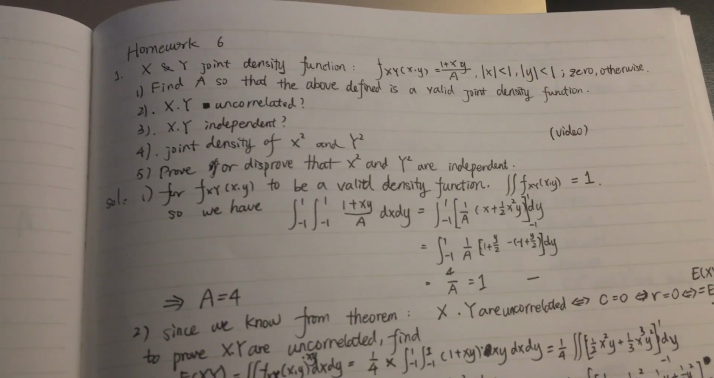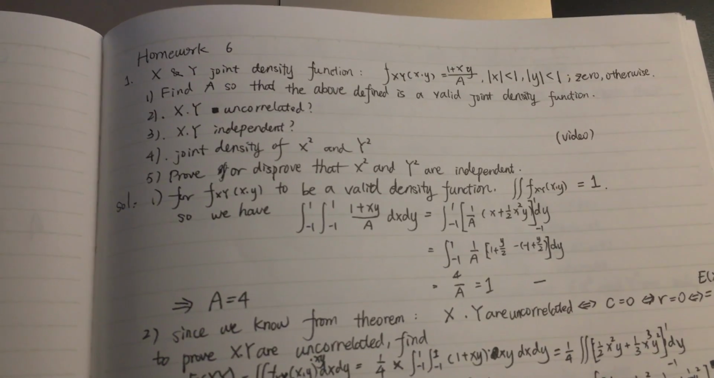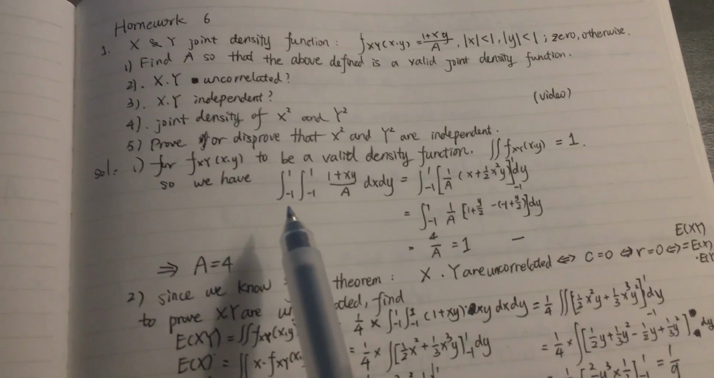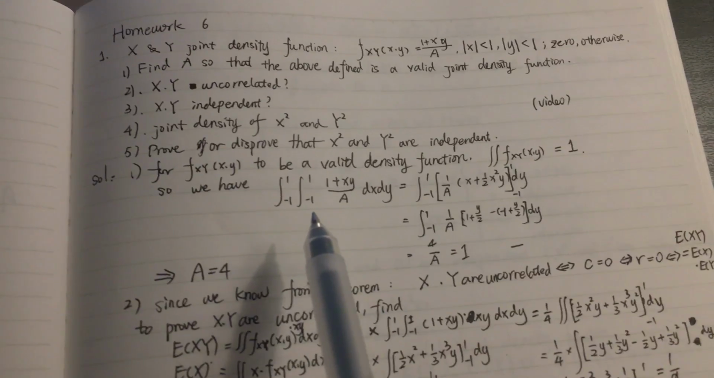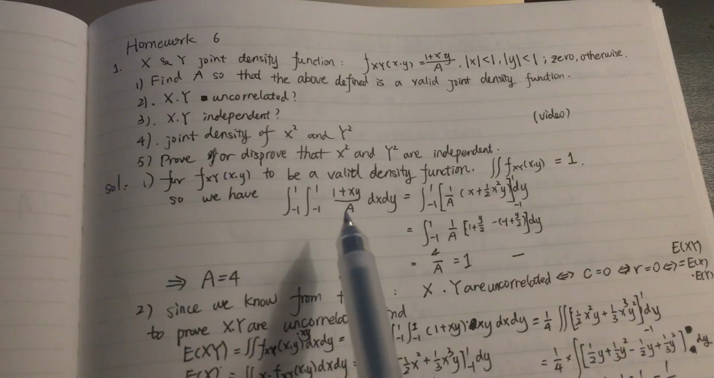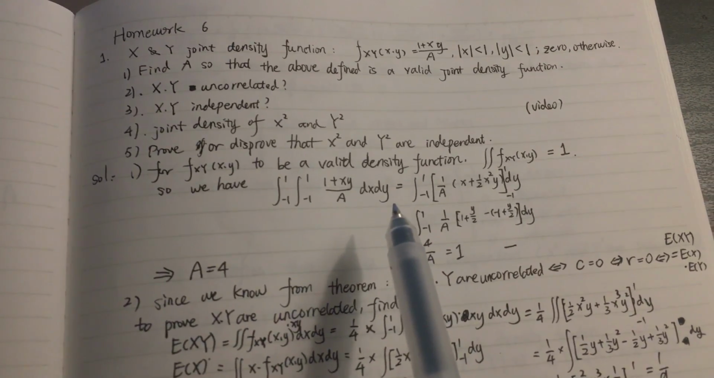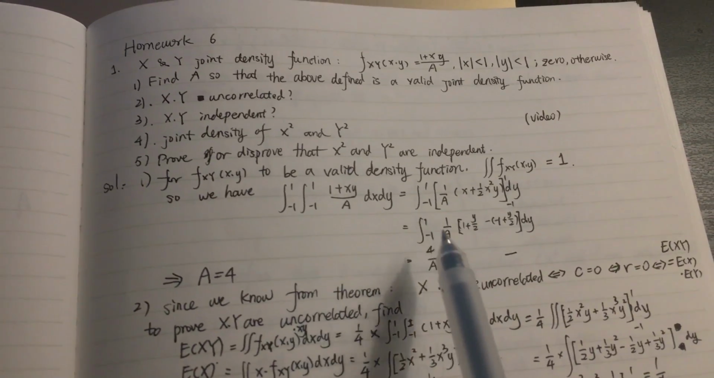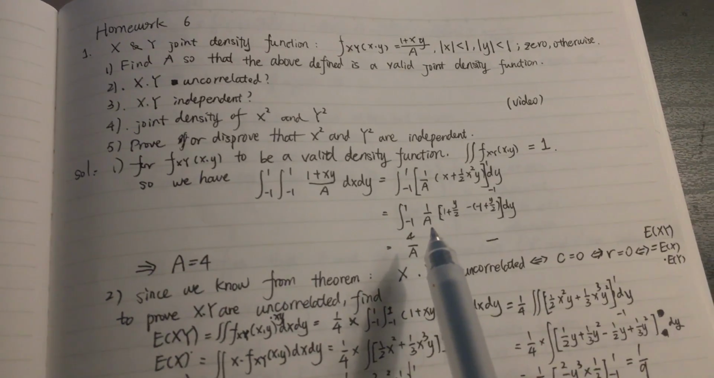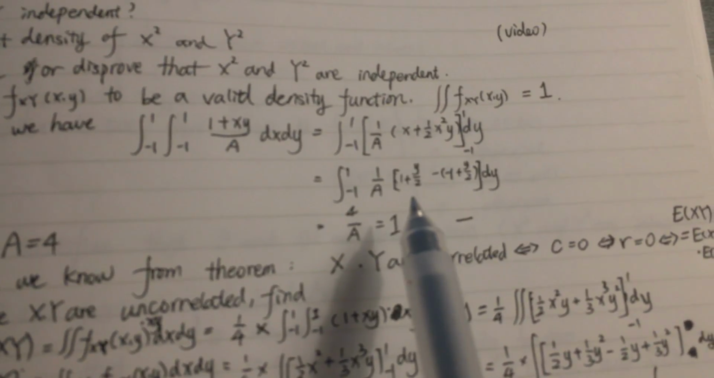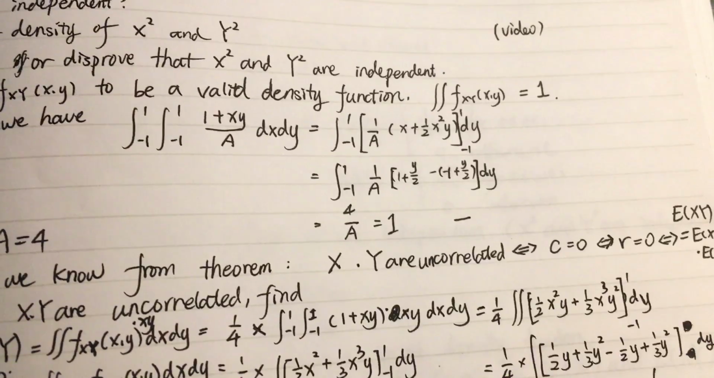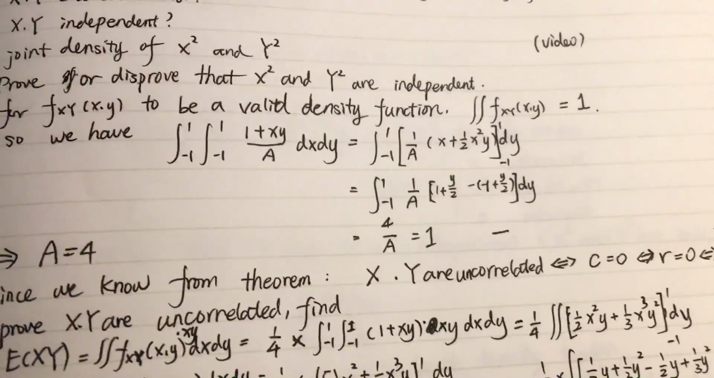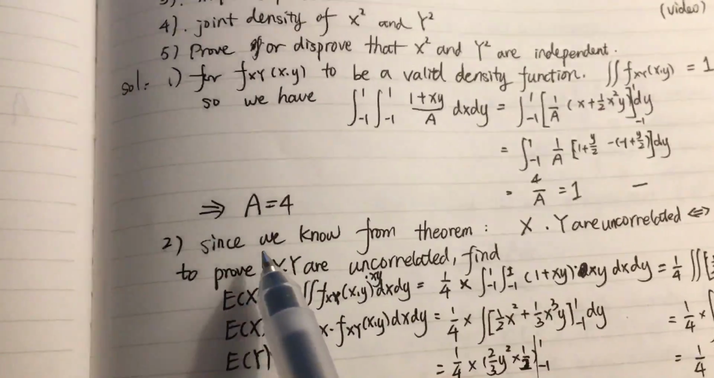For a function to be a valid joint density function, the integral of this density function should be equal to 1. So we take x and y from -1 to 1, which are exactly their value domain, and integrate the density function with respect to x and y. First we calculate the integral over x from -1 to 1, and we get the integral from -1 to 1 of 1/a times (1 + y/2 - (-1 + y/2)) dy. Taking the integral over y, we get 4/a equal to 1, and thus a is equal to 4.